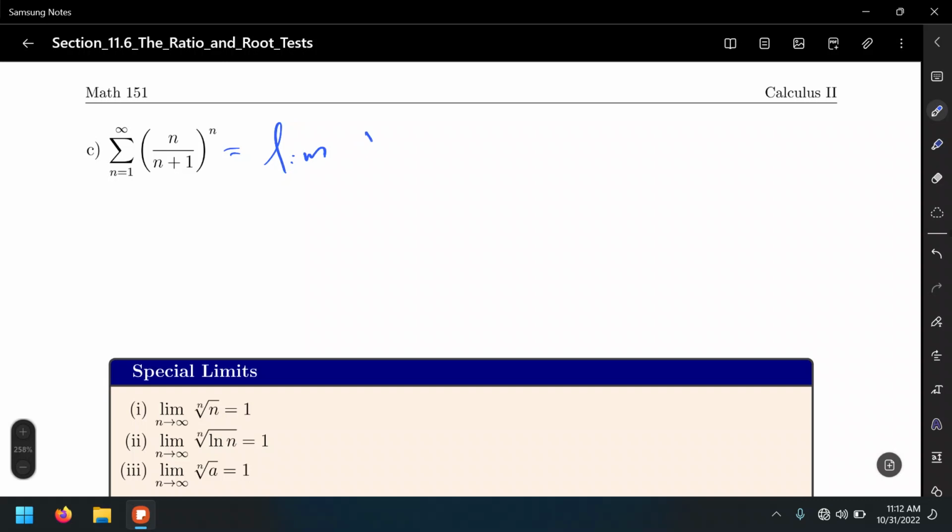The limit as n approaches infinity of the absolute value of the nth root of n over n plus 1, all to the n power. So, number one, there's a couple of things that we can do. Number one, get rid of these absolute value bars because we don't have any negative terms. We don't have any alternating series at all. So we can just get rid of the absolute value bars.